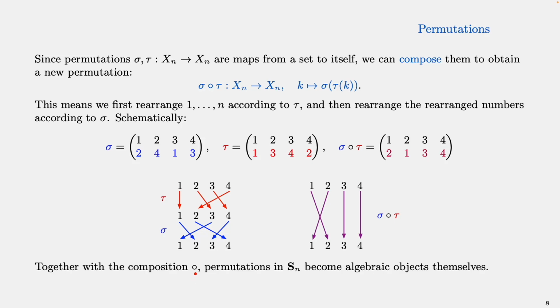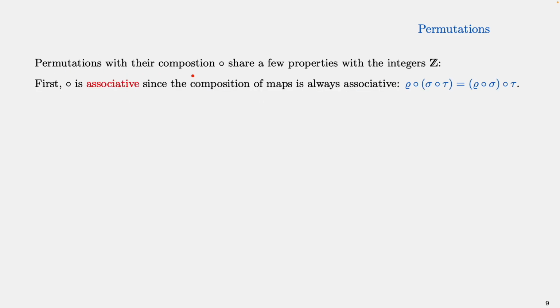And in this way you can see that this is indeed the composition of those two permutations. And together with this composition, the set Sn of all permutations of n numbers becomes an algebraic object itself. These permutations, together with their composition, share a few properties with the integers Z. Firstly, the composition is associative simply because it's a composition of maps, and composition of maps is always associative.